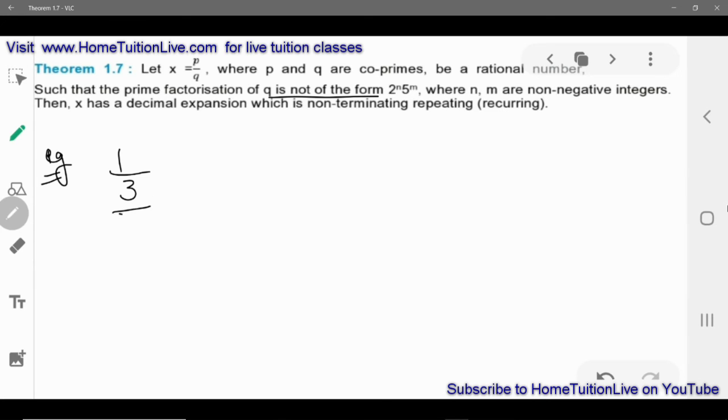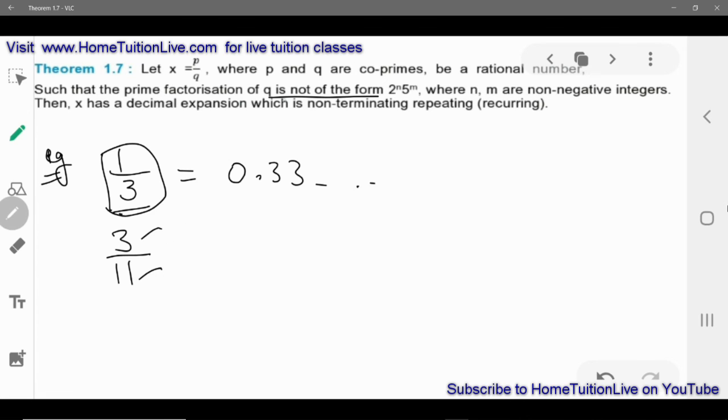So when we divide this number, the expansion we get is non-terminating, like this: 3 3 is 9, 3 3 is 9, and so on, non-terminating, repeating. All these digits will repeat. And we will take another example, 3 by 11. It is in the form p by q. p and q, 3 and 11, are co-prime numbers.